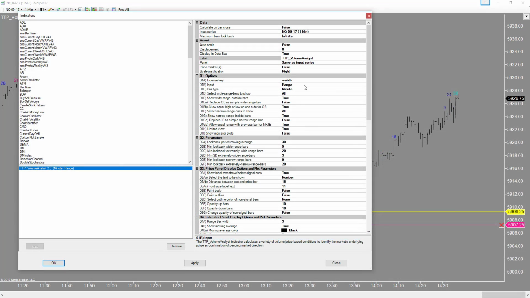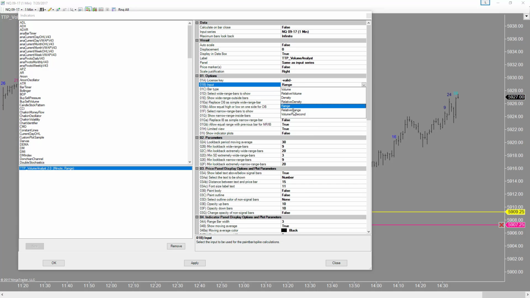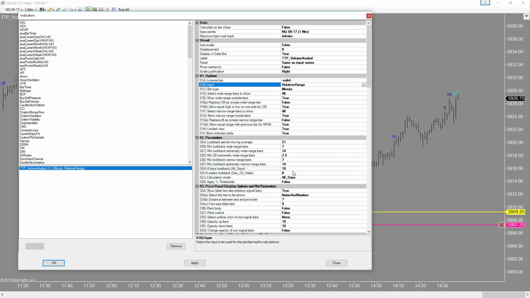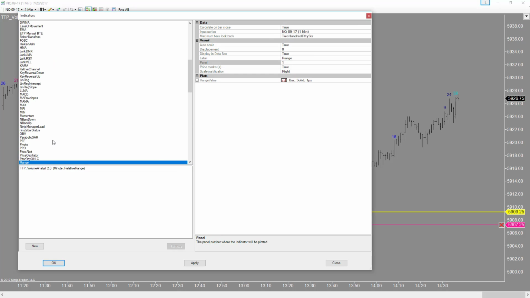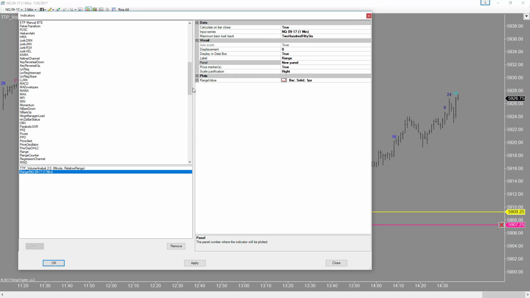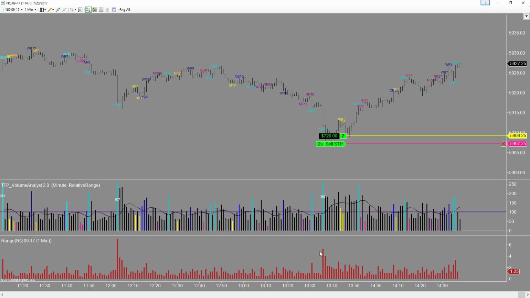And let's do that now. So I'm going to change this to relative range, and we'll look back the past, let's say 5 days, new panel, and then plot the normal range underneath that, like so. And there we go. So now we're looking at relative range instead of the raw range values.